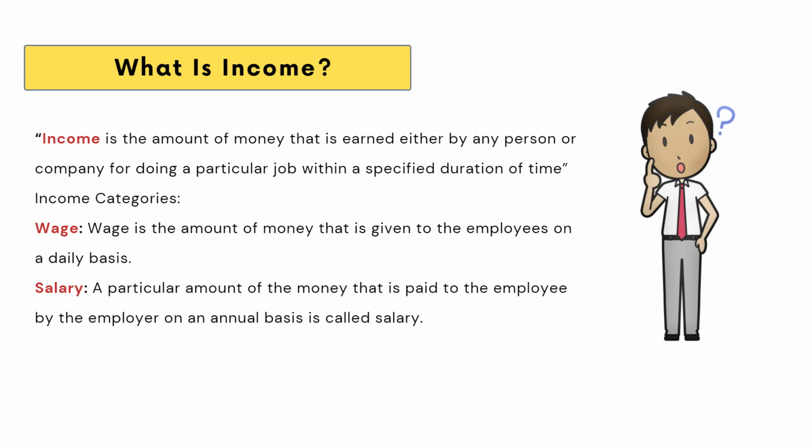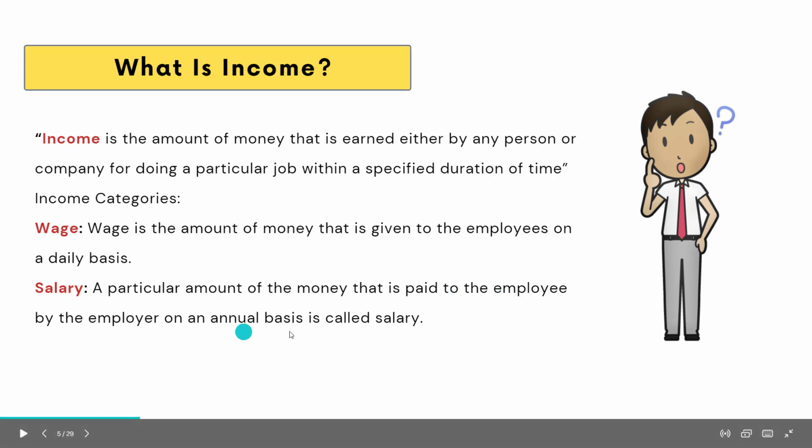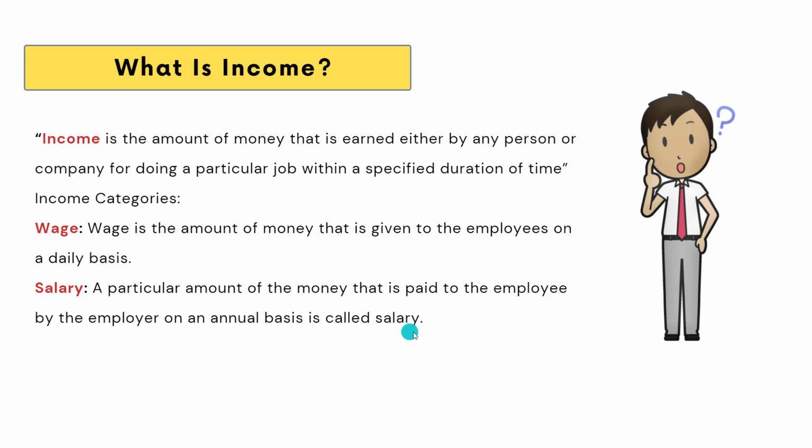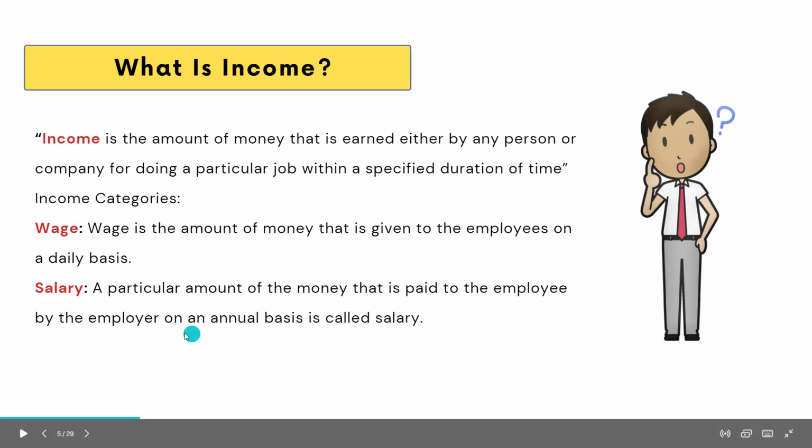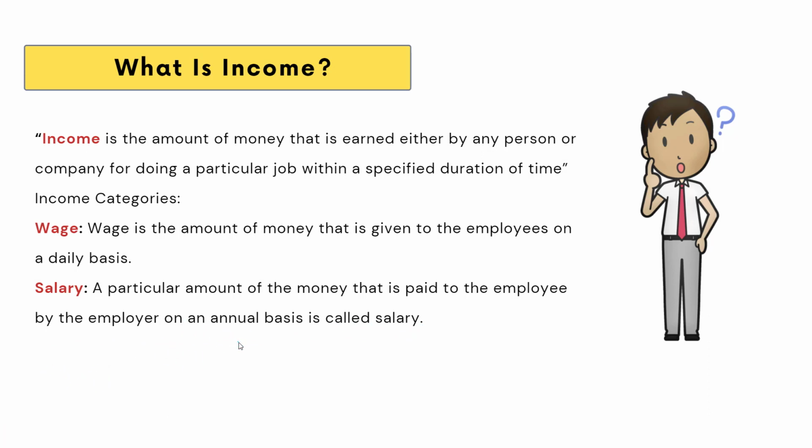There are two types of income: one is wage and one is salary. Wage is the amount of money that is given to employees on a daily basis. The amount of money that we get in a day is called a wage, and salary is a particular amount of money that is paid to the employee by the employer on an annual basis. The amount that I'm getting in a year is nothing but a salary. So this is all about income, wage and salary. I think you understand this basic thing.